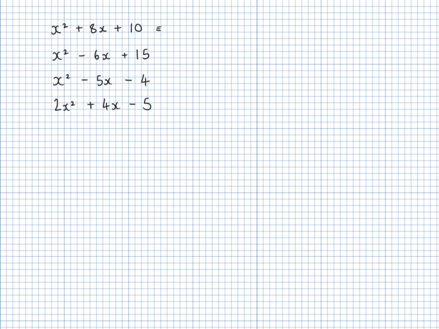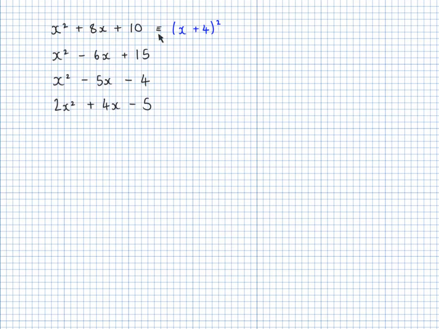So this is x squared now. What I'm going to do is start with a bracket and write x, and you half the coefficient of 8x. Half of 8 is 4. So I'm going to say plus 4, and I close the bracket and I square it.